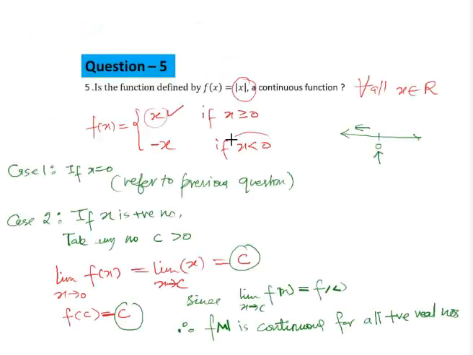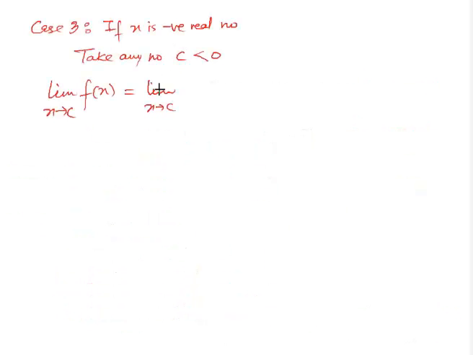Now here when x is less than 0, the f of x value will be taken as negative x. So this f of x value will be negative x, and as x tends to c, it will become negative c. Next we need to find f of c, so again f of x will be equal to minus x, so equal to minus c.